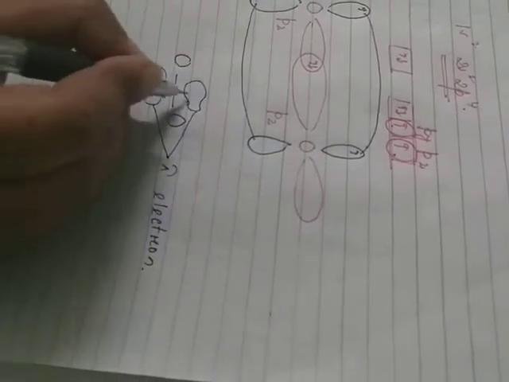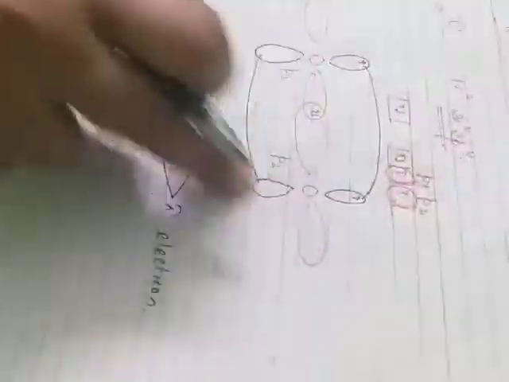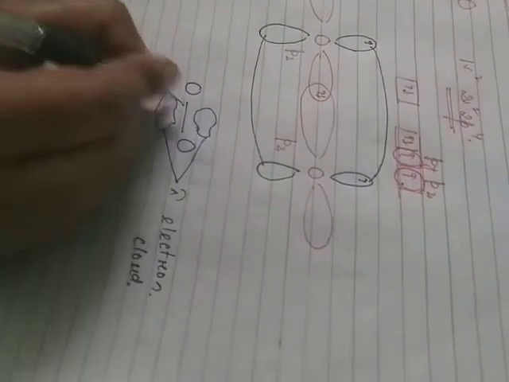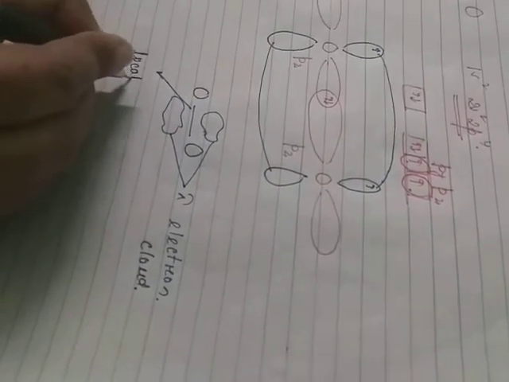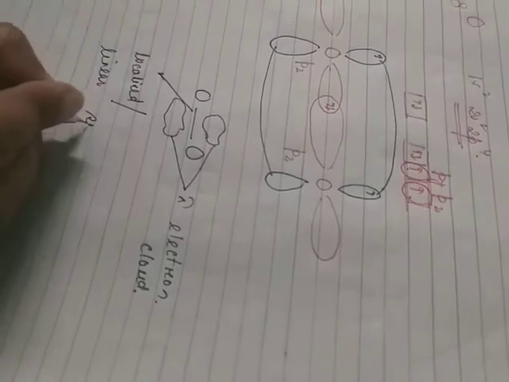Now this is not two bonds, this is a single pi bond above and below the plane of sigma bond. In fact, it is rotating like this, the pi electron cloud, and this is the localized or linear sigma bond.